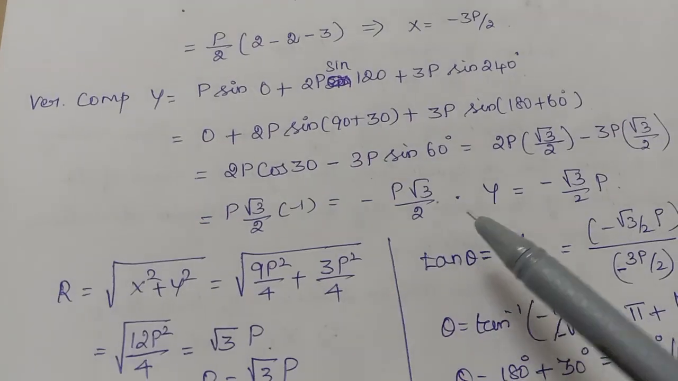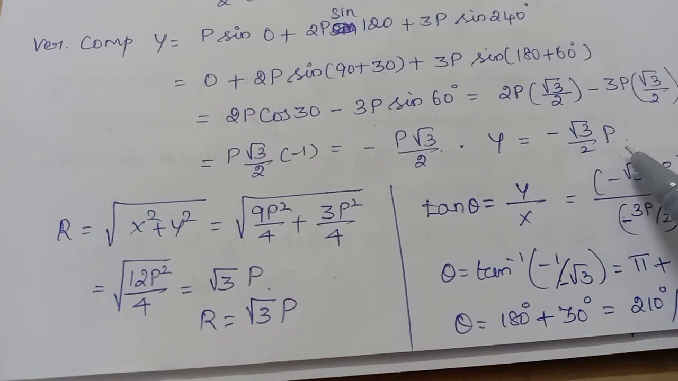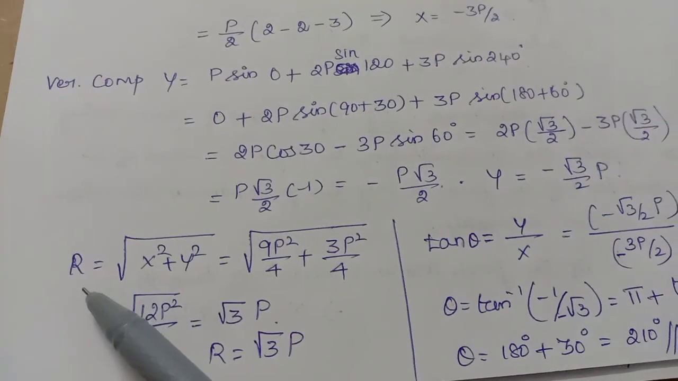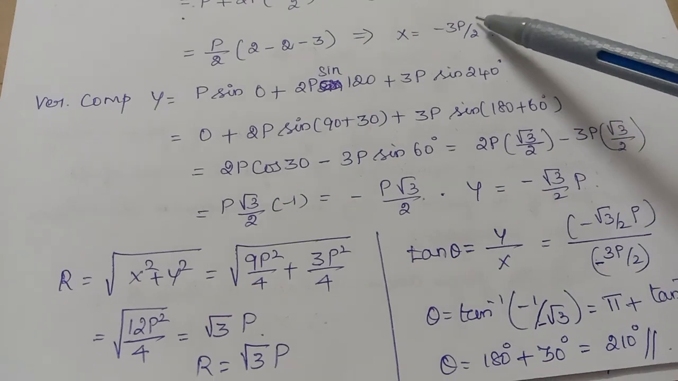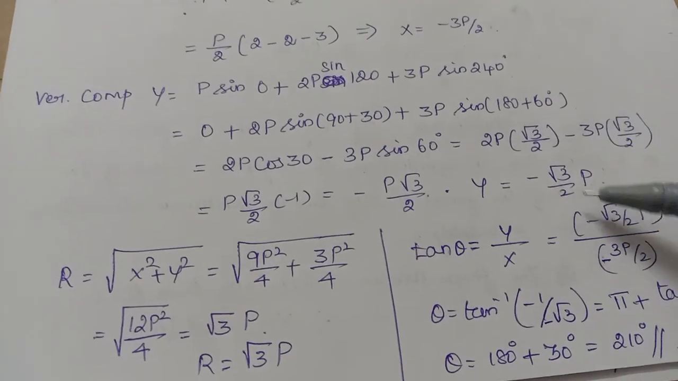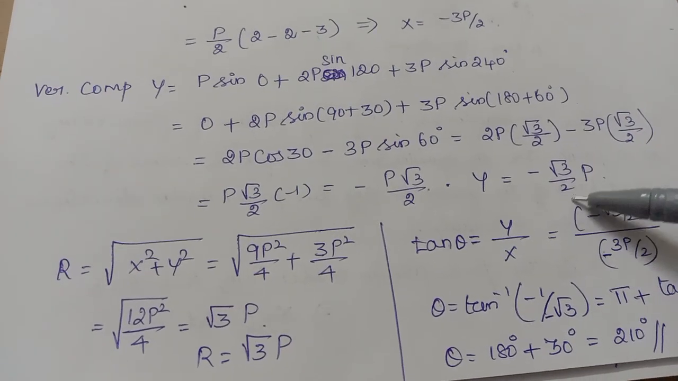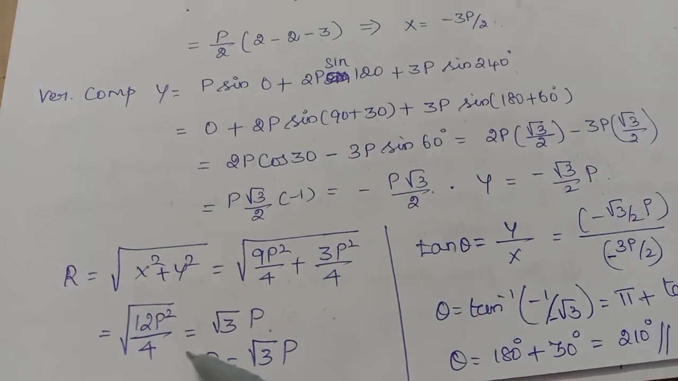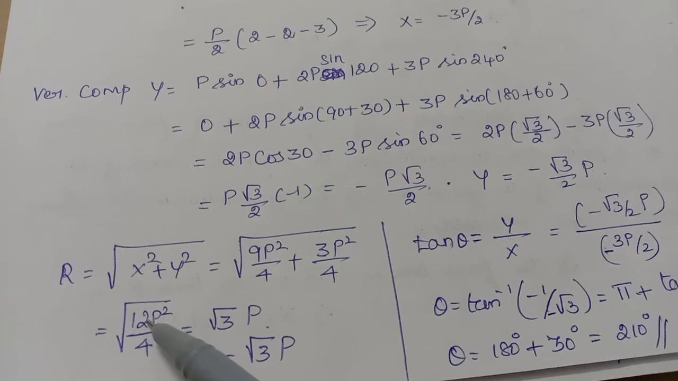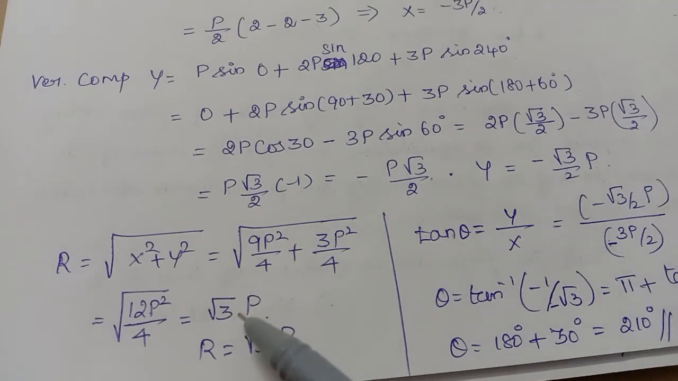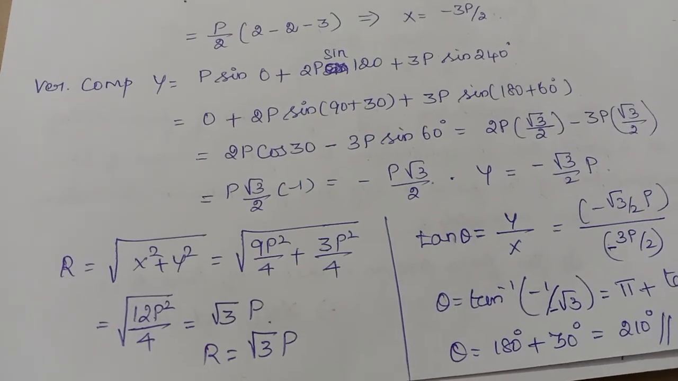So the y component, that is the vertical component, is minus root 3 by 2 P. So what is my resultant? R equals root of x square plus y square, which is equal to root of 9p square by 4 plus, here it will be what? Square of this will be 3 by 4 p square. Right? So if you add, I get 12p square by 4. So if you cancel 4, it will be 3p square. So it is square root of 3 into p. So this is my resultant.